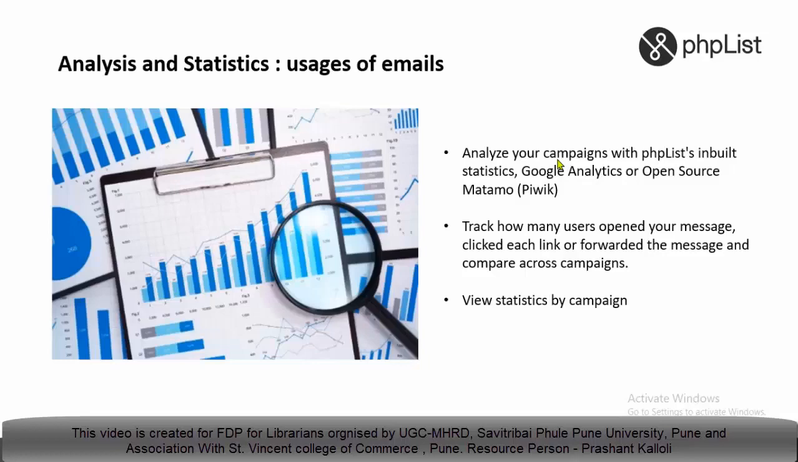And the most useful feature is analysis and statistics. That is the usage of emails. Whenever we send emails to our users, we cannot get the statistics. We can't know how many people are reading our mails, or how many mails we are sending in a month. This type of statistic cannot be analyzed, and this is very important, because your quality of service depends on the usage of services. So we have to analyze our service, and we have to measure our statistics too.